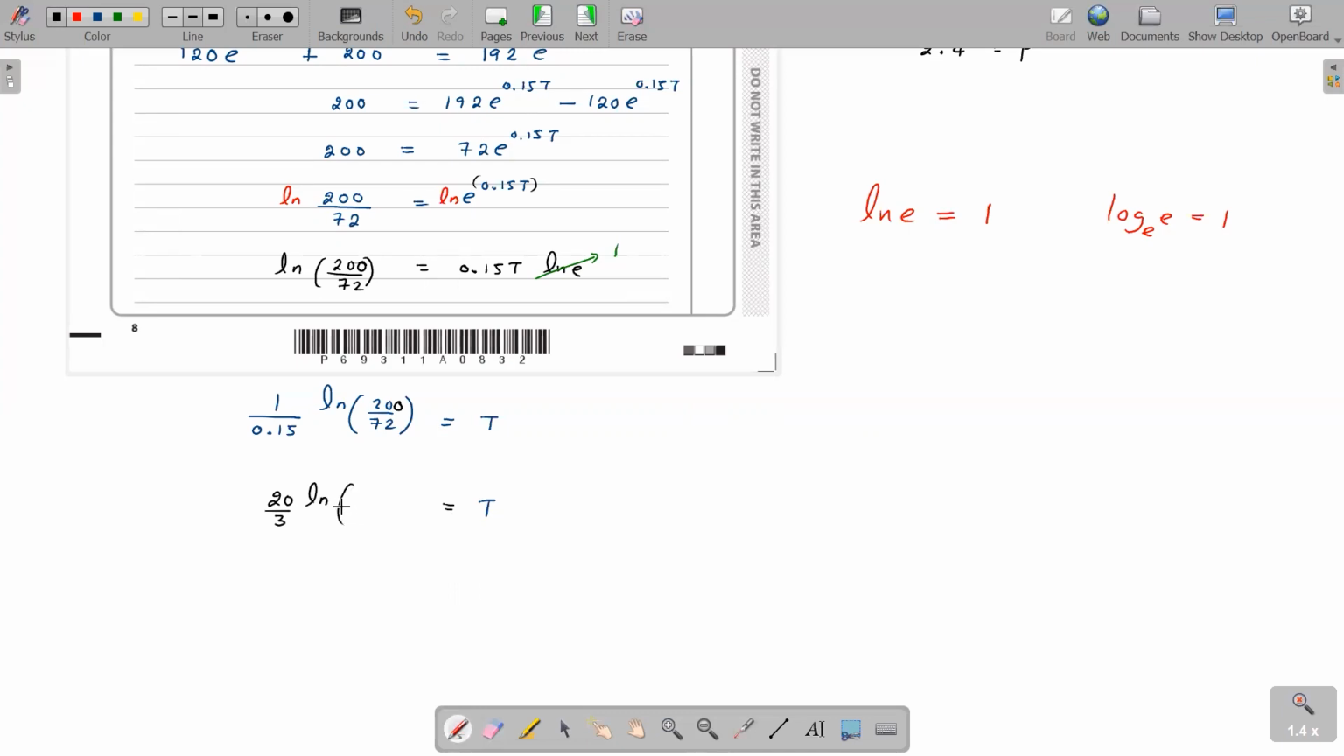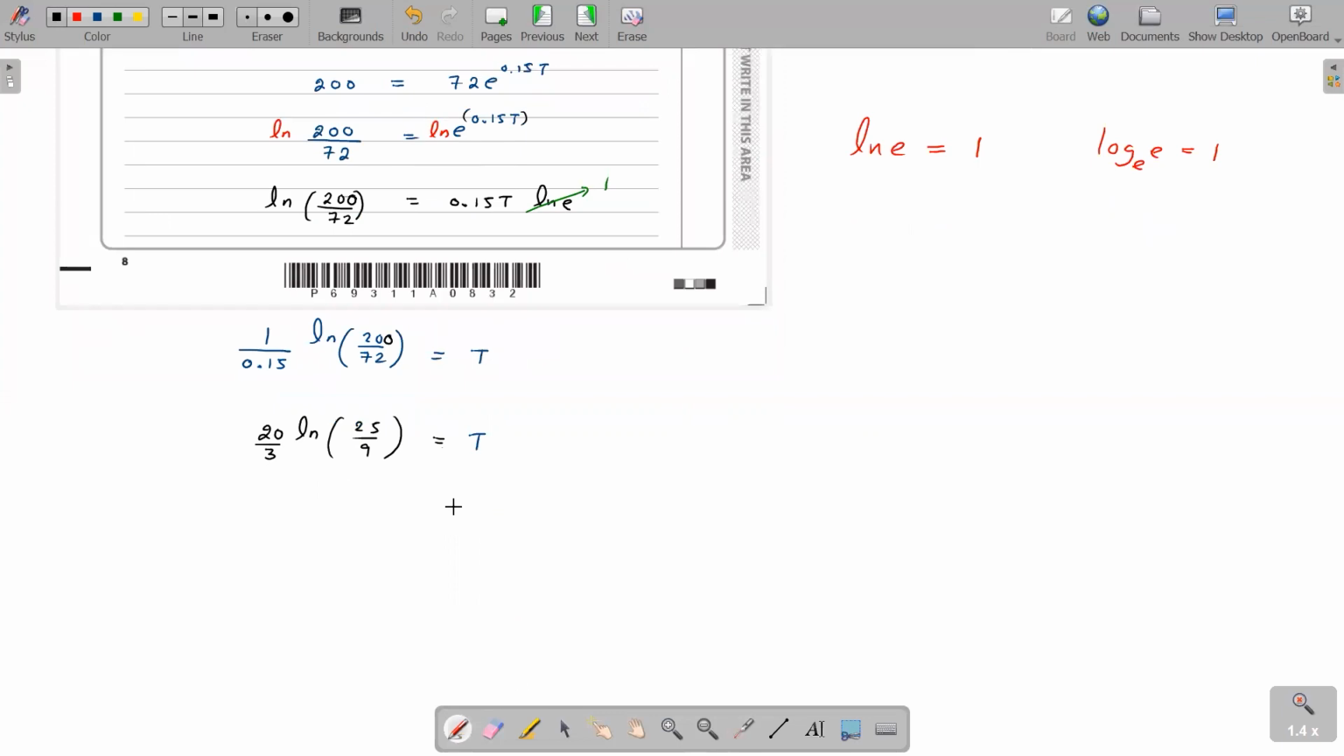ln 200 over 72, what would be the simplest? 25 over 9. So if they wanted the exact answer in the simplest form, this is what we could give. But they want the answer to 1 dp. So 6.8 days correct to 1 decimal place. Okay.